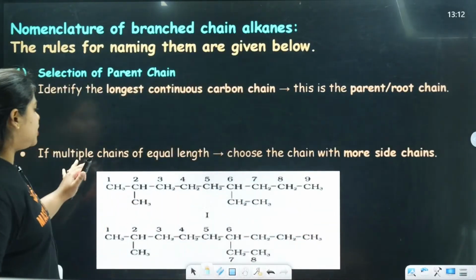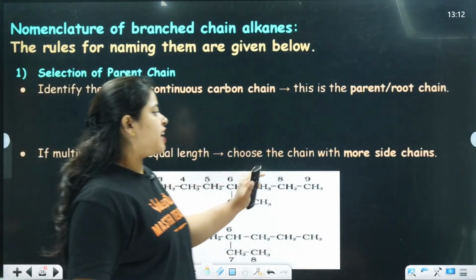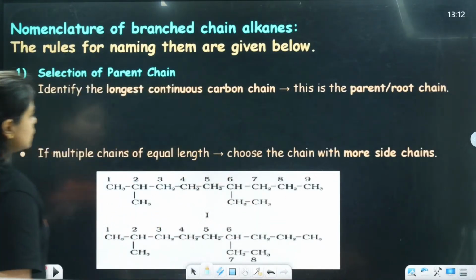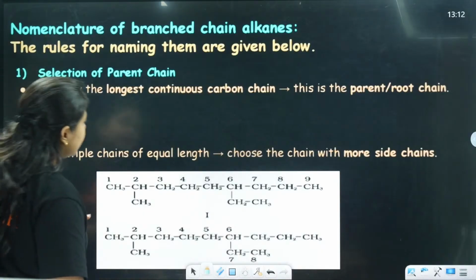Now if multiple chains are of equal length, then choose the chain with more side chains. Okay, which side chains are there, like the side chains are at 2 and 6.